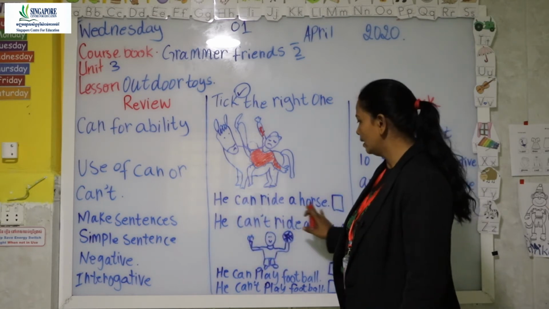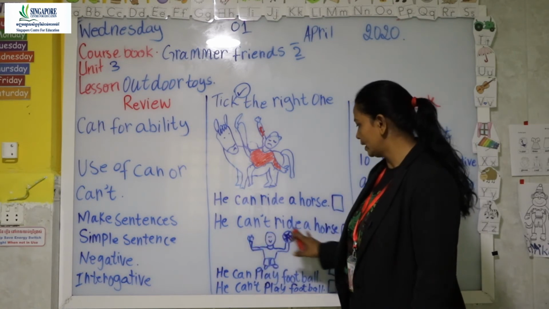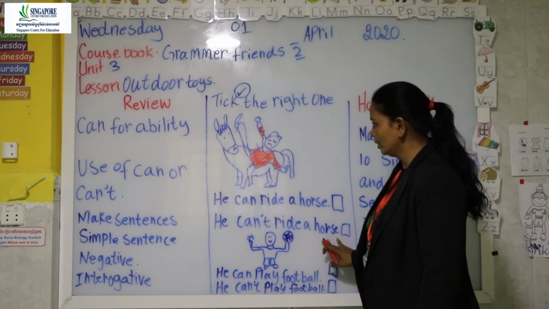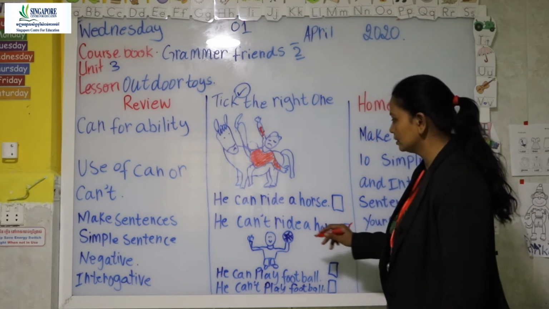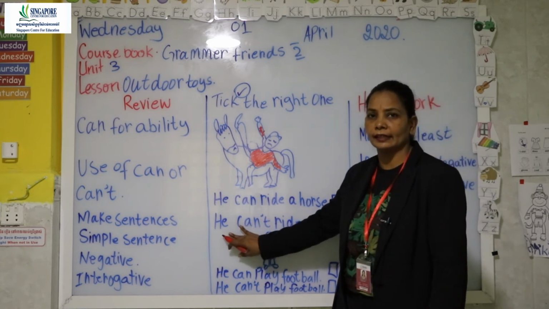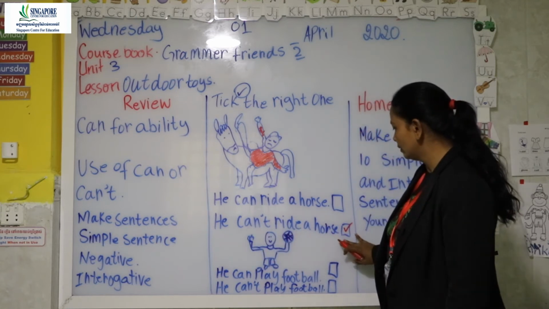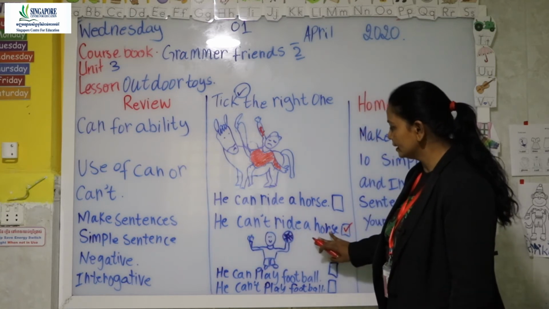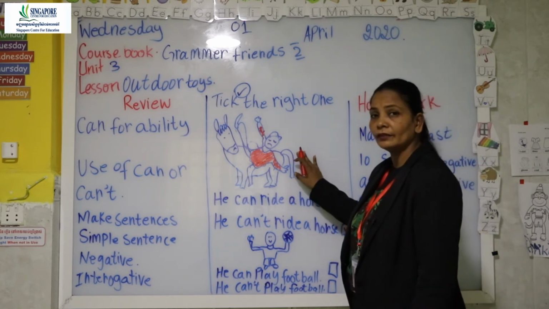He can ride a horse. The second option is he can't ride a horse. So we have to tick the second sentence because it's right and correct. So you have to tick this second sentence because it's correct, because he can't ride.